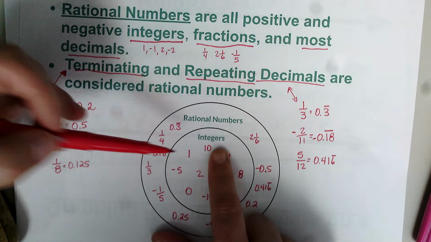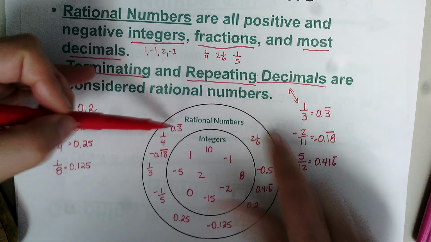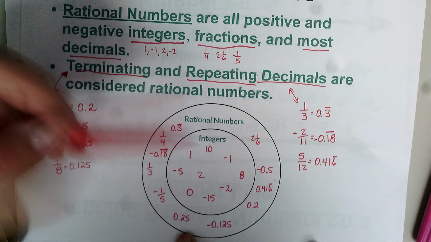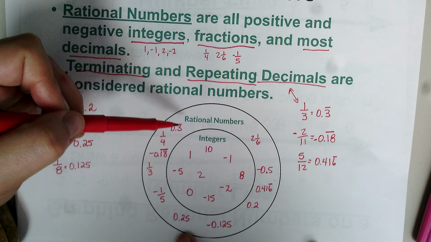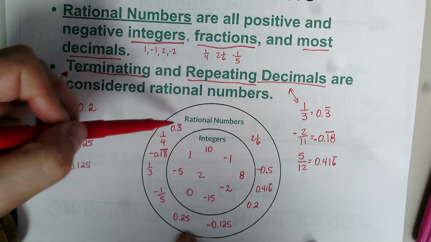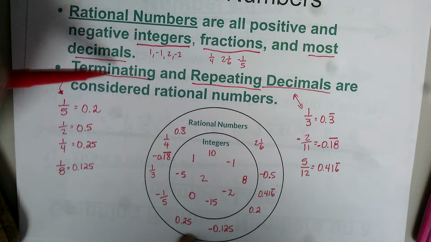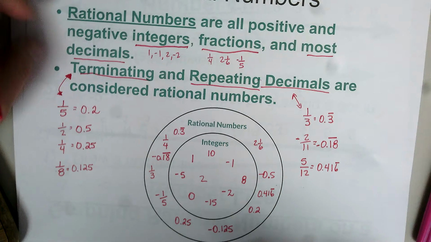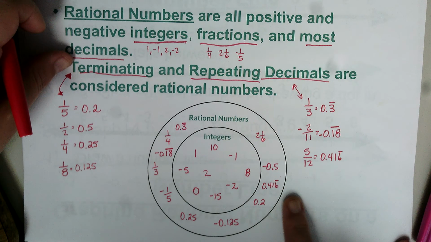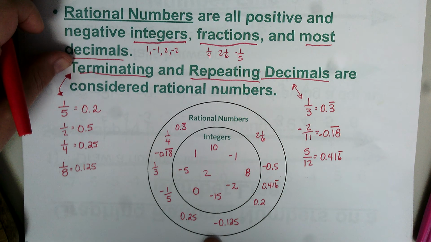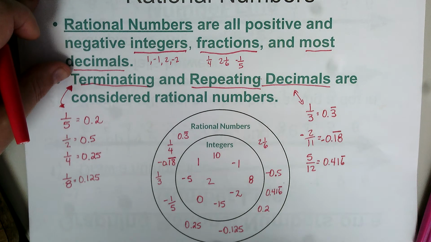So what this means is that even though fractions and decimals are not considered integers because we just have the whole numbers inside, all of these integers are considered rational numbers. So all integers, fractions, and most of our decimals, all terminating or repeating decimals, are considered rational numbers. So when we talk about adding, subtracting, multiplying, and dividing rational numbers, we're talking about the majority of numbers that you're used to dealing with on a daily basis. You may not have known that's what they were called, but that's what they are.